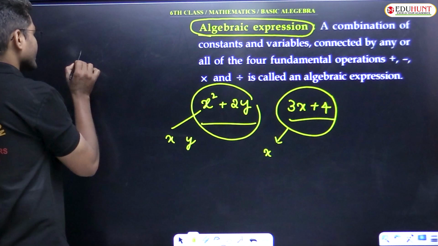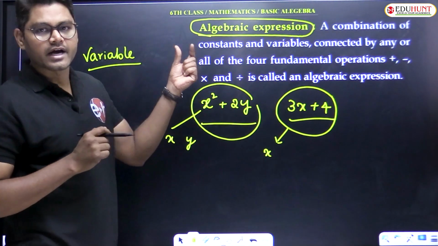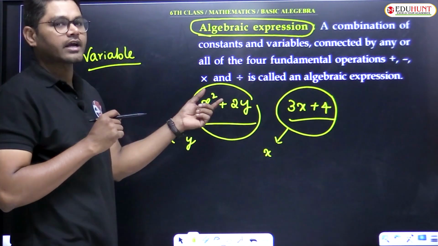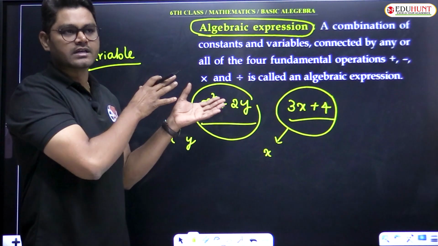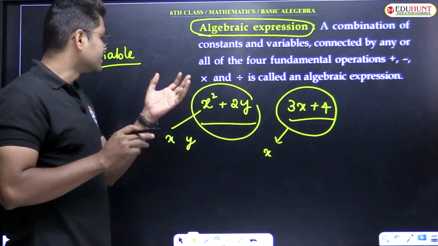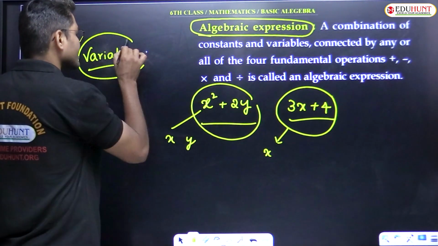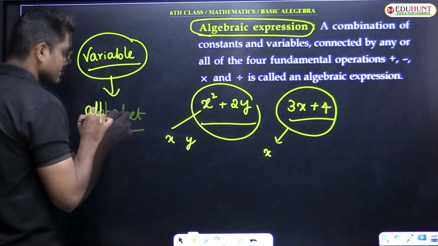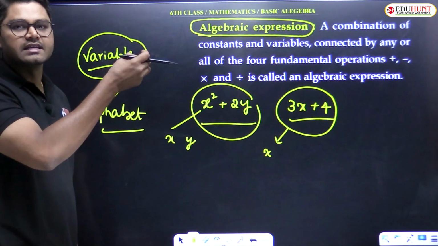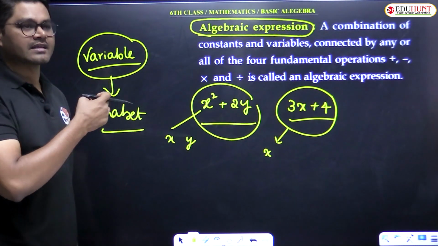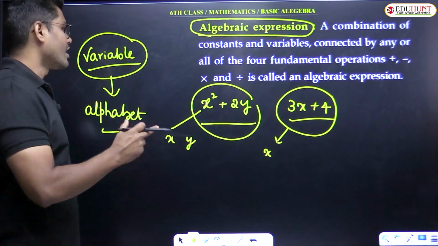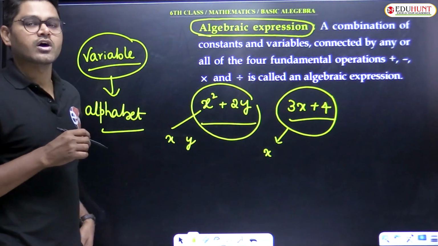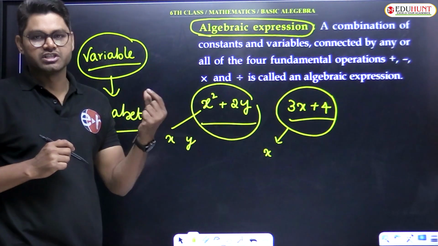What do you mean by variable? According to the condition where it is located, the value of that variable changes. That's why this is called a variable. All alphabets, we can use A, B, C, D, L, M, N, K, X, Y, Z. All these are variables because vary means change.